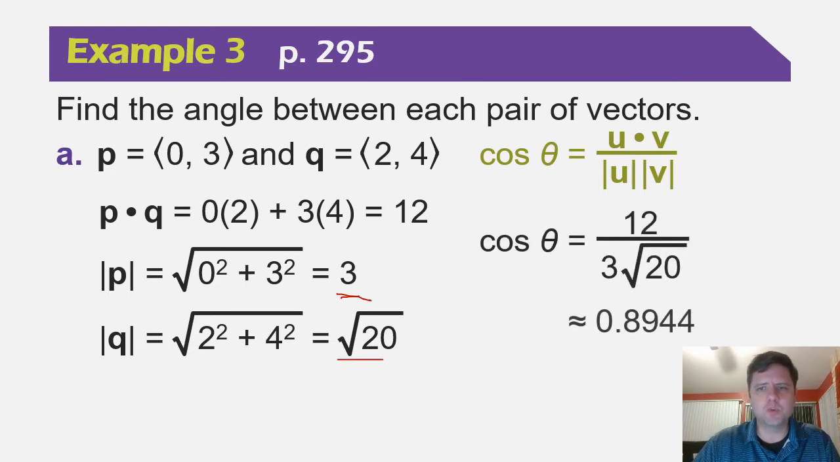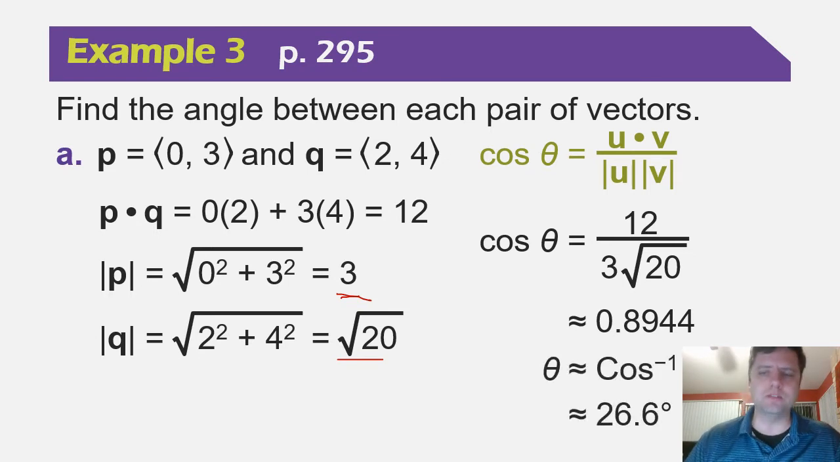So now we just put 12 over 3 times the square root of 20, and cosine theta equals all of that. So 12 divided by 3 square roots of 20 is about 0.8944. And now we take the arc cosine of that value, and we get, if we're in degree measurement, 26.6. Remember, make sure your calculator is in degrees when we're doing these problems. But you should get an answer of 26.6 if you put that in your calculator in degrees.